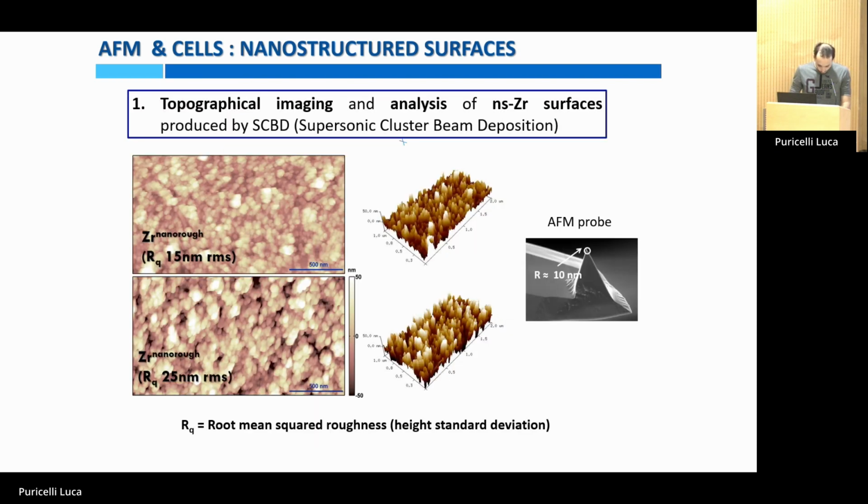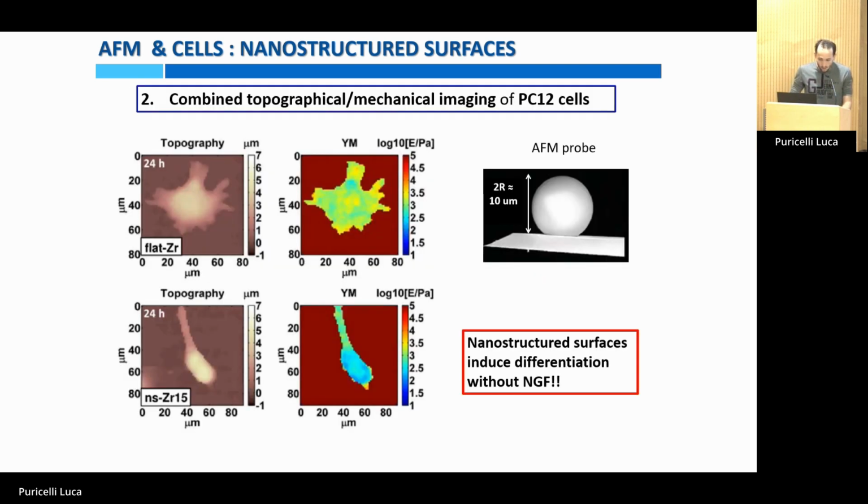We studied, with sharp tips, the average properties of these nanostructured surfaces, such as roughness, and with larger micrometric tips, we measured the elasticity of the cell on the micro scale. And what we observed is that a certain degree of roughness is able to induce the differentiation of cells without the help of other chemical factors, like in this case nerve growth factors.